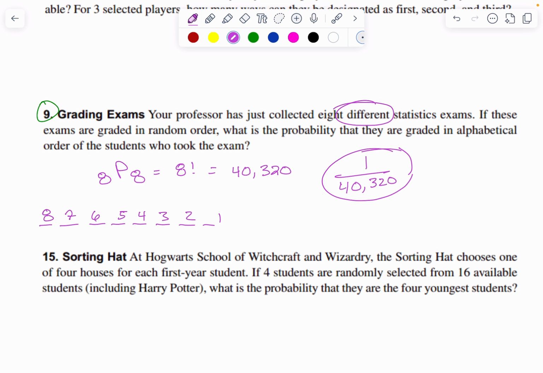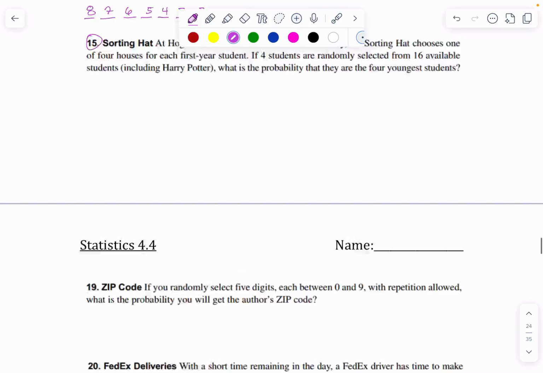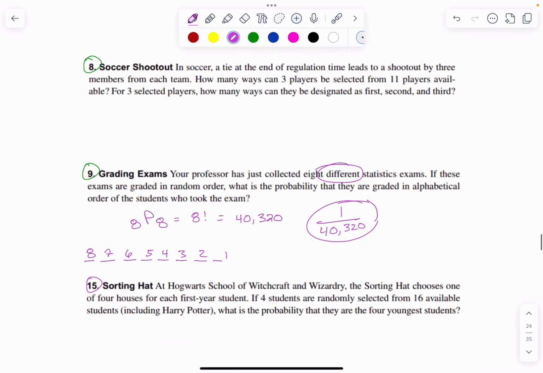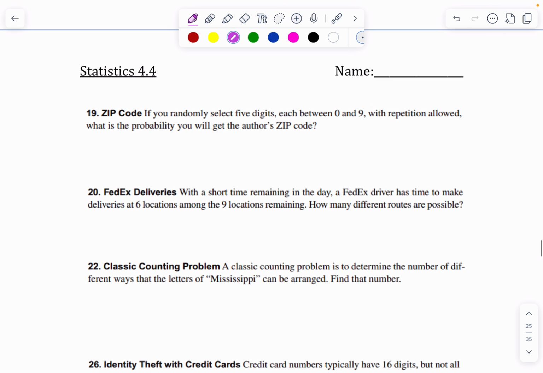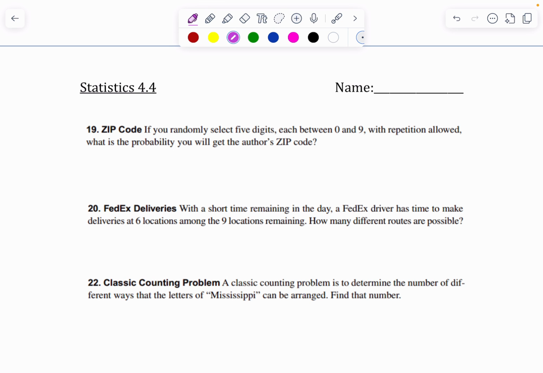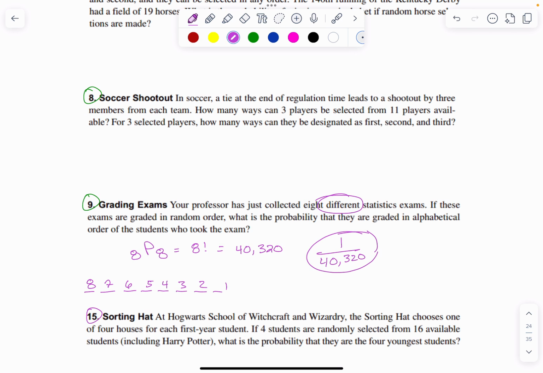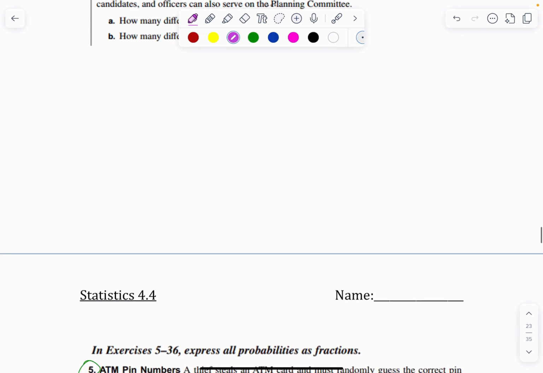Okay, you can do 15 also. So do the first page. The back page we'll save for tomorrow. That was number 9. Can you do 19 and 20? You can try it if you want. I don't know about 22. Nope, you can't do 22 yet. Okay, so first page. There you go. 40,000. All right, goodbye.